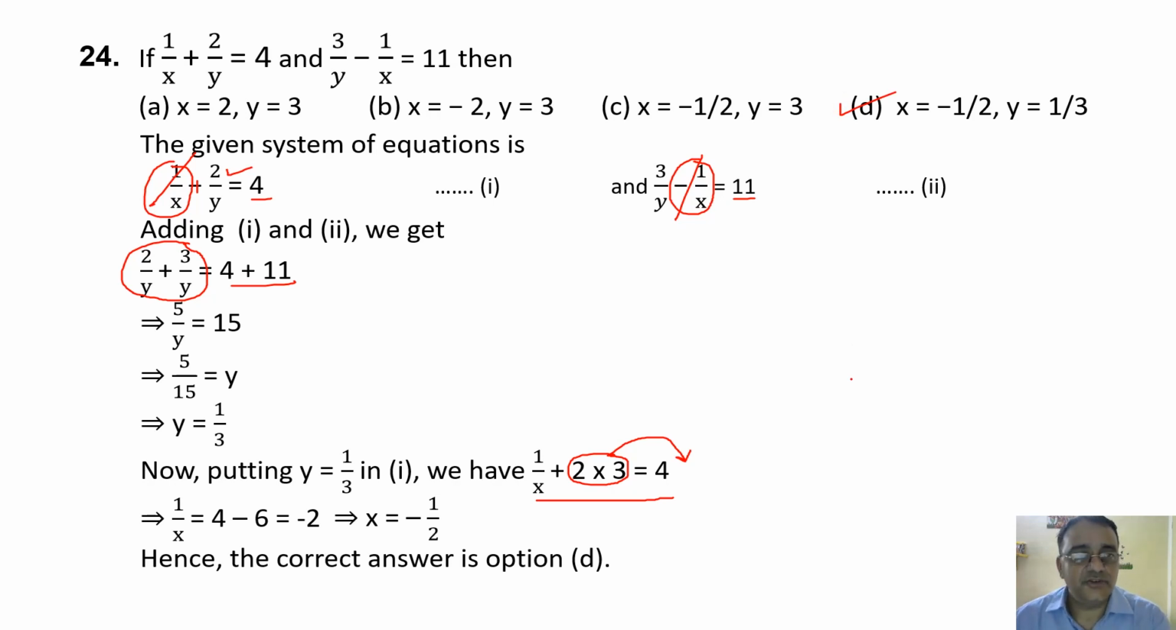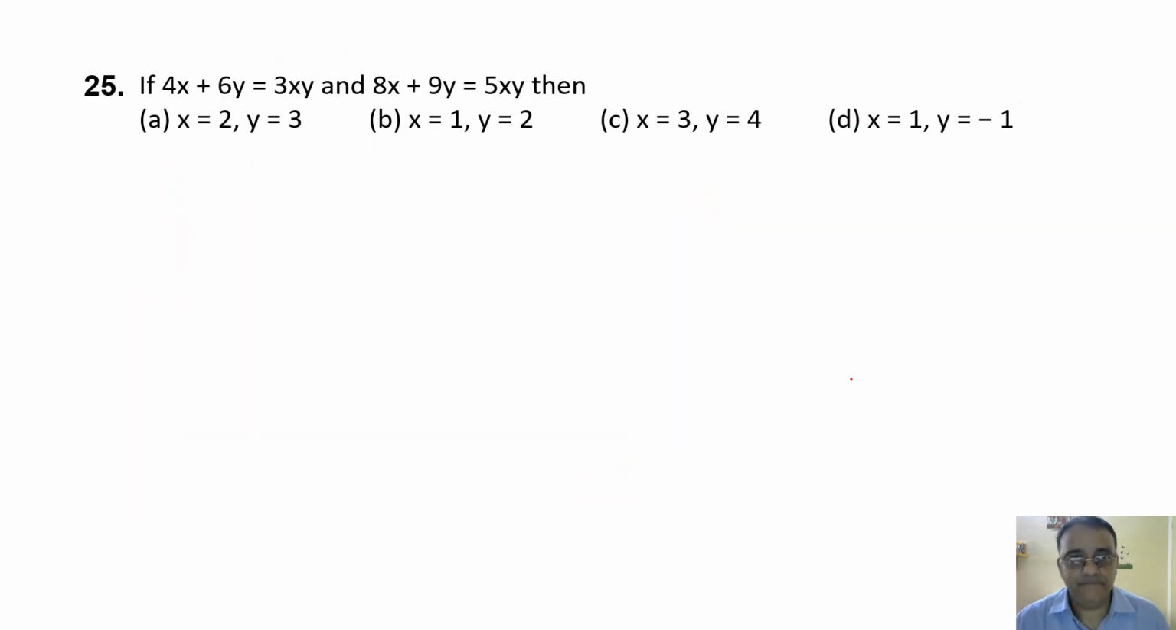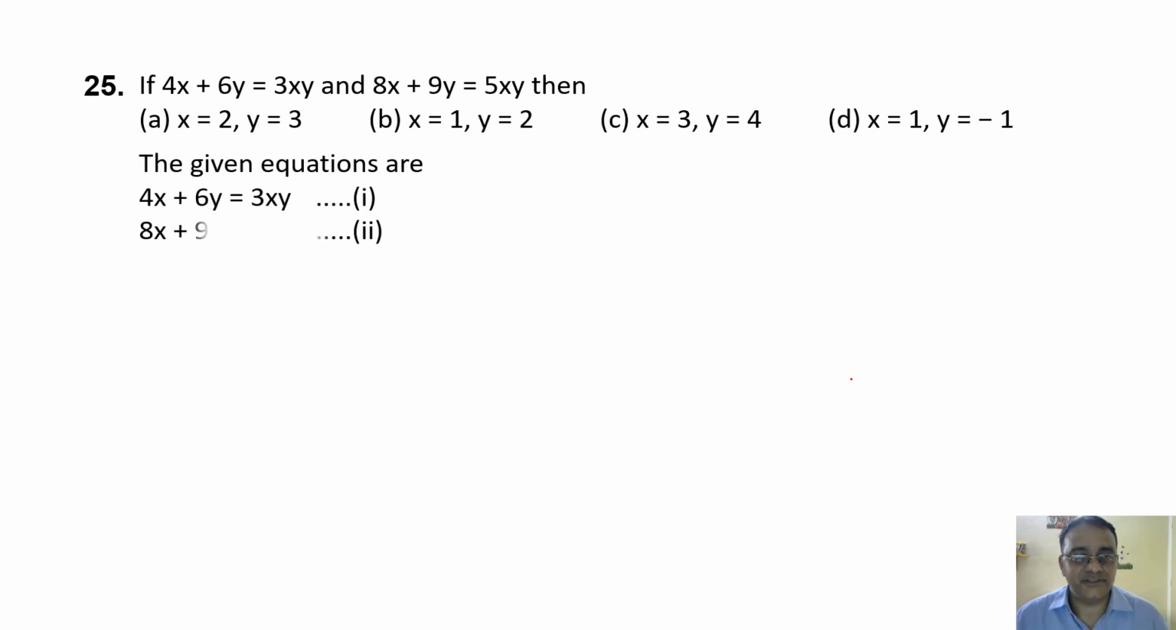Right, any doubt in this question? No, sir. Okay, so now we are moving towards question number 25. 4x plus 6y is equal to 3xy and 8x plus 9y is equal to 5xy. Then, if we look at the textbook method, first this is not a linear equation. Now we have to reduce to linear equation by dividing both sides by xy. But we are not going to do that, okay? So we are taking the equations directly.